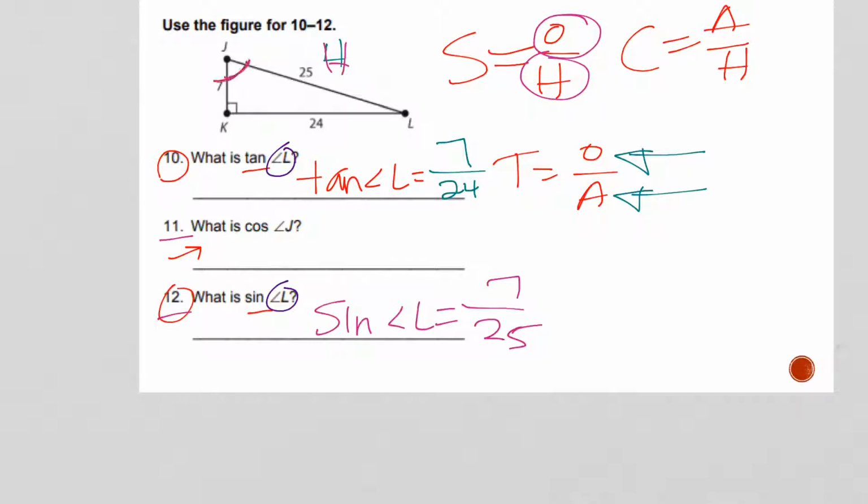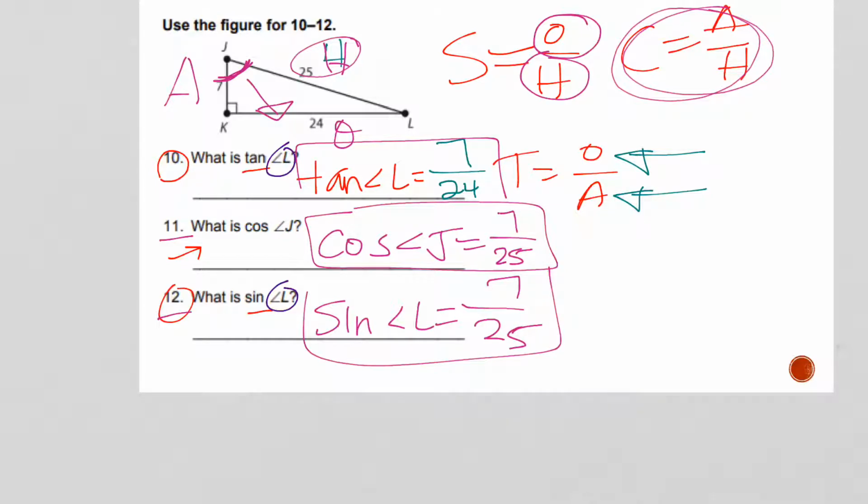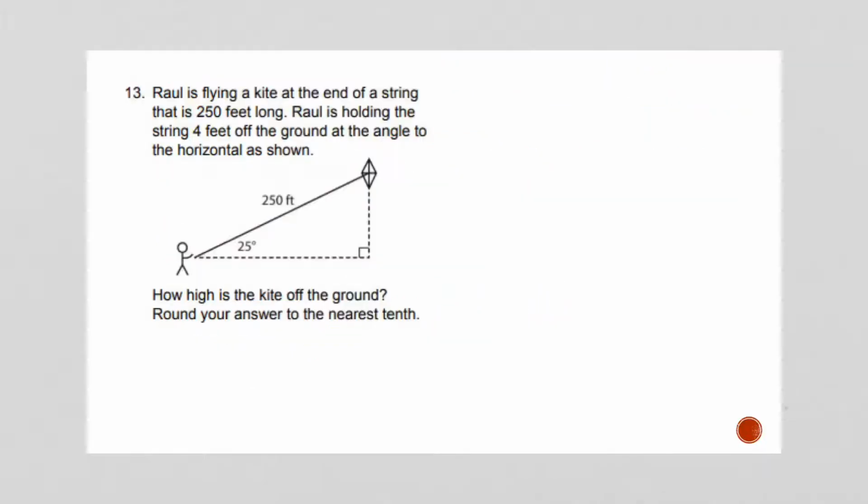But now if I go based on angle J, the opposite side is now 24, KL, which means that the adjacent side has to be JK. So cosine of angle J is equal to adjacent over hypotenuse. The adjacent value is 7, and the hypotenuse value is 25. You don't have to change these. These are correct as a fraction. They're not asking you to find the measurement of the angle. Okay, so that's 10, 11, 12.